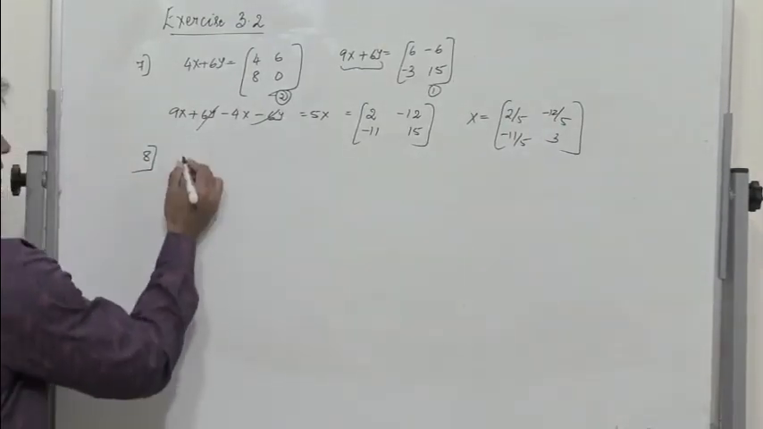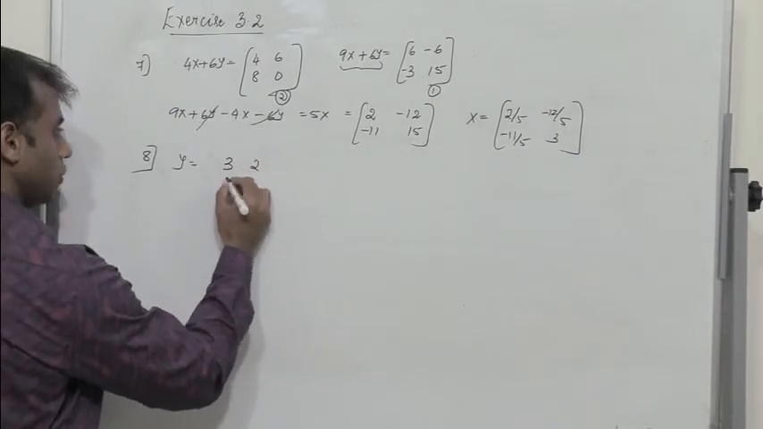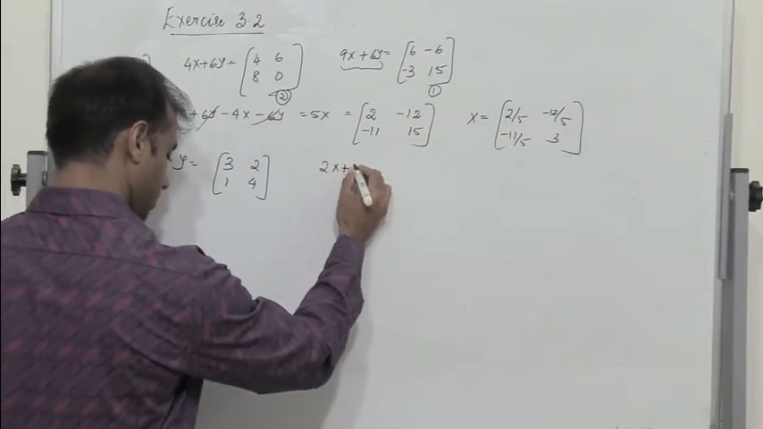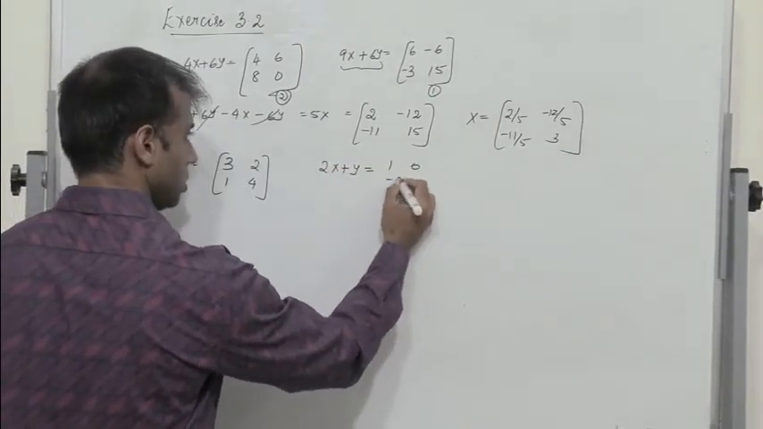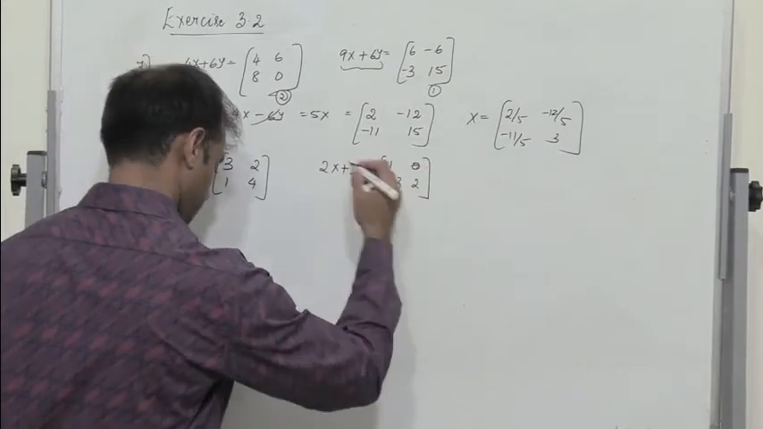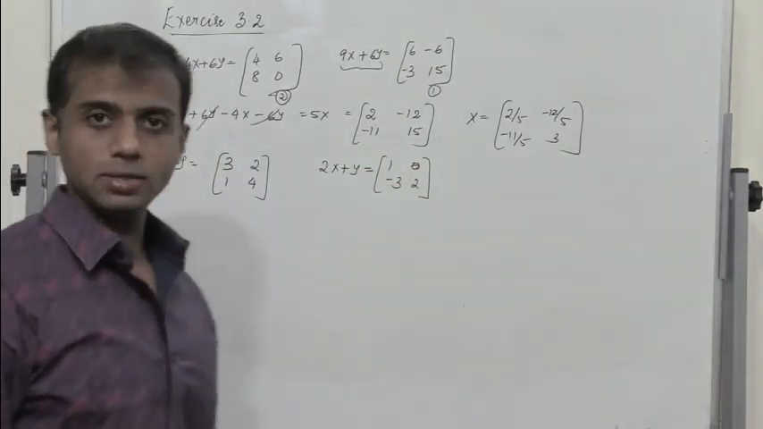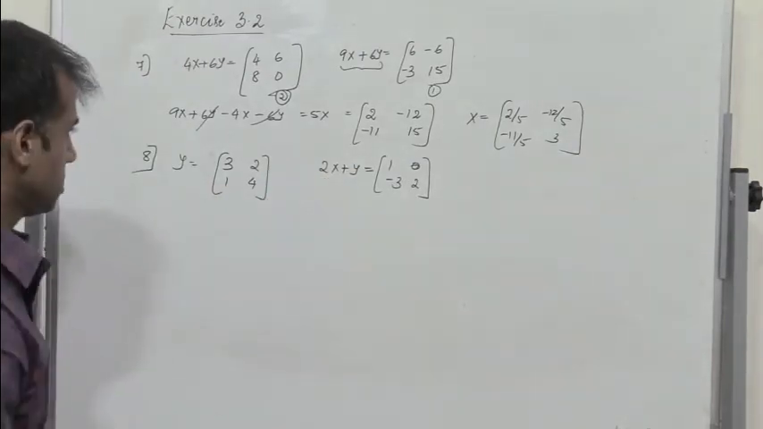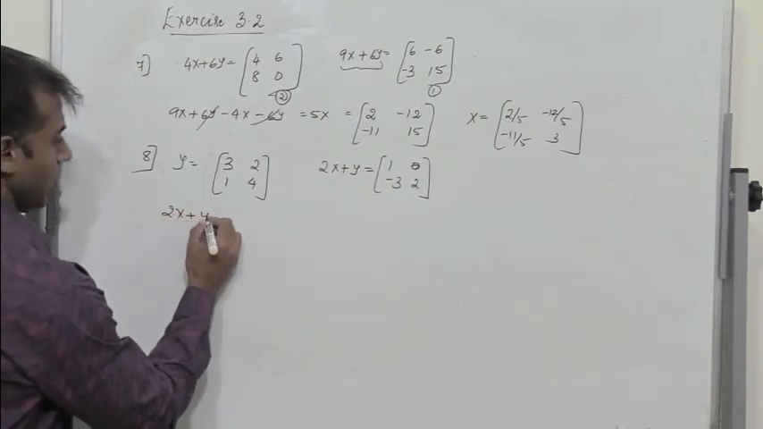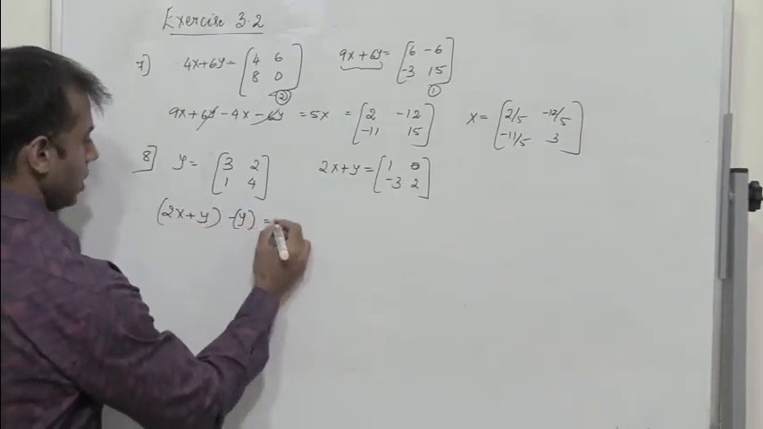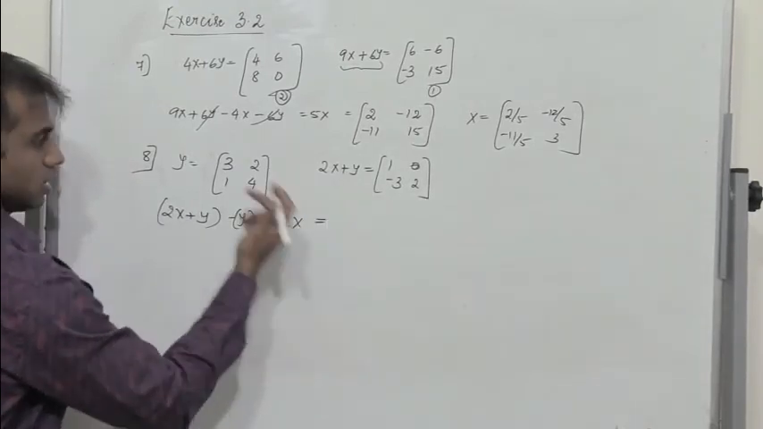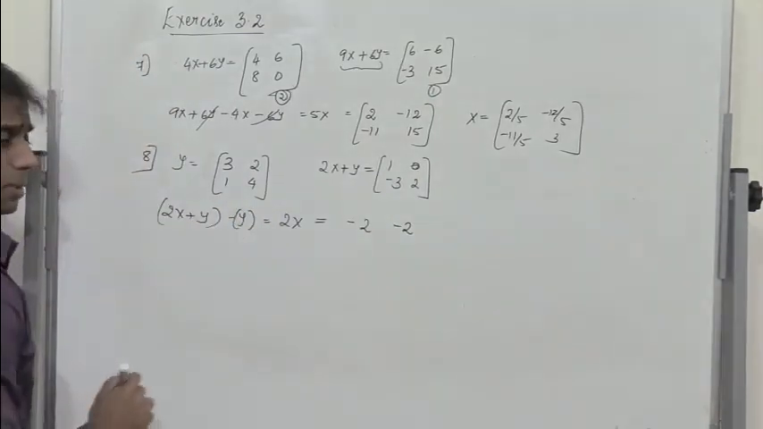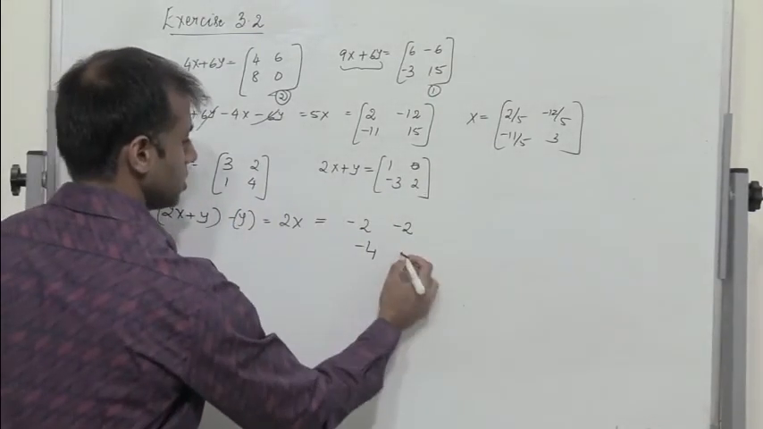Next, problem 8. Given y equal to 3, 2, 1, 4 and 2x plus y equals 1, 0, minus 3 and 2. Right? So we need to find the value of x. So how do we find the value of x? So if I subtract these two, I get 2x, isn't it? So 2x plus y matrix minus y will give me 2x itself. So this minus this. So 1 minus 3 is minus 2, 0 minus 2 is minus 2, minus 3 minus 1 is minus 4, and 2 minus 4 is minus 2.